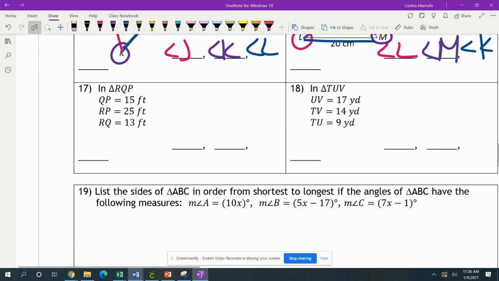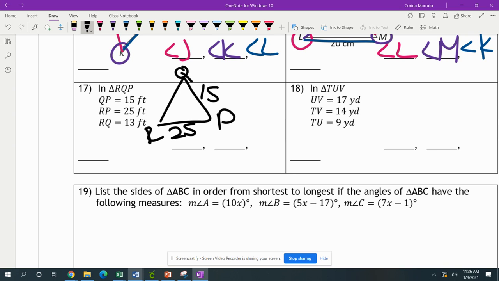Okay, this next one, they don't give us a triangle, so we have to draw it RQP. So QP, they tell us is 15. RP, they tell us is 25. And then RQ is 13. So then they want us to order the angles from smallest to biggest. So the smallest side is RQ, which makes angle P the smallest angle. Okay, then the one in the middle is the 15, and that is across angle R. And then the next one is going to be across angle Q is 25, which is the biggest side.